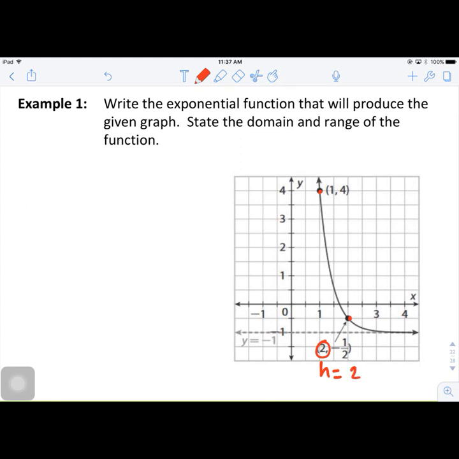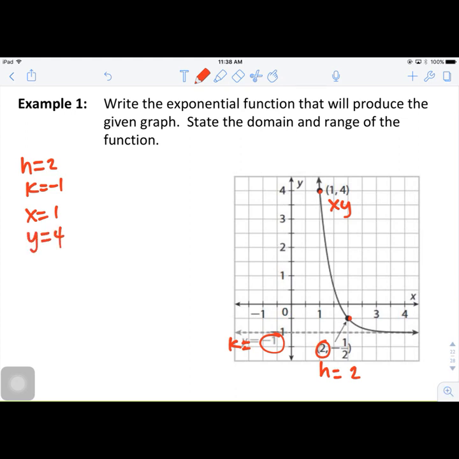And k is actually the same thing as the asymptote. So k is equal to -1 in this case. And so let's write down our information. We have h equals 2, k equals -1. And the other point is x and y. So we have x equals 1 and y equals 4.